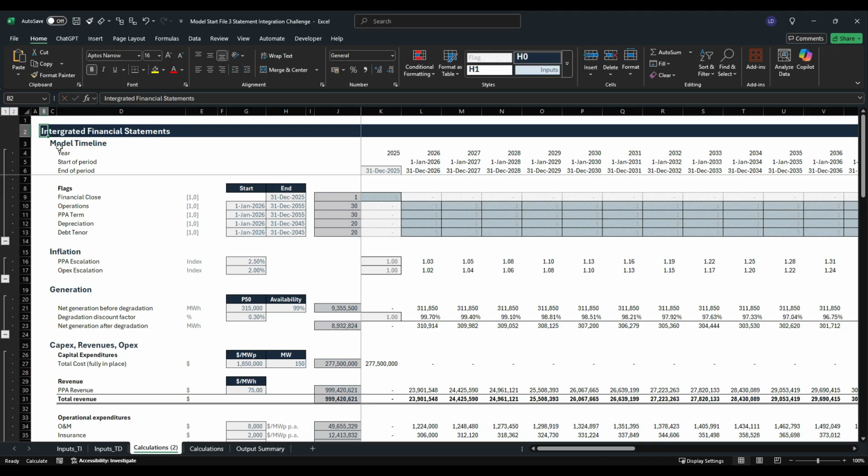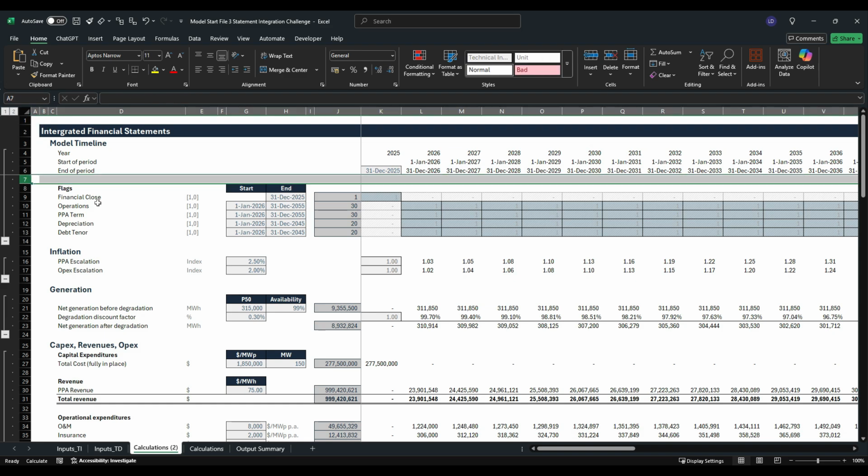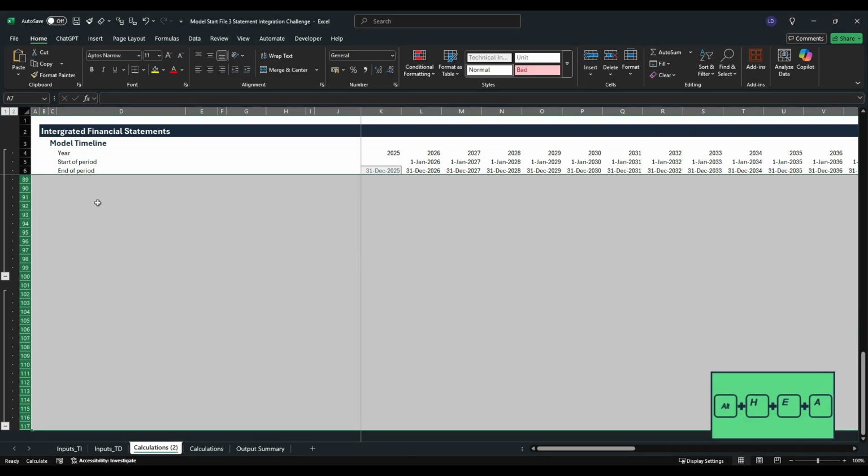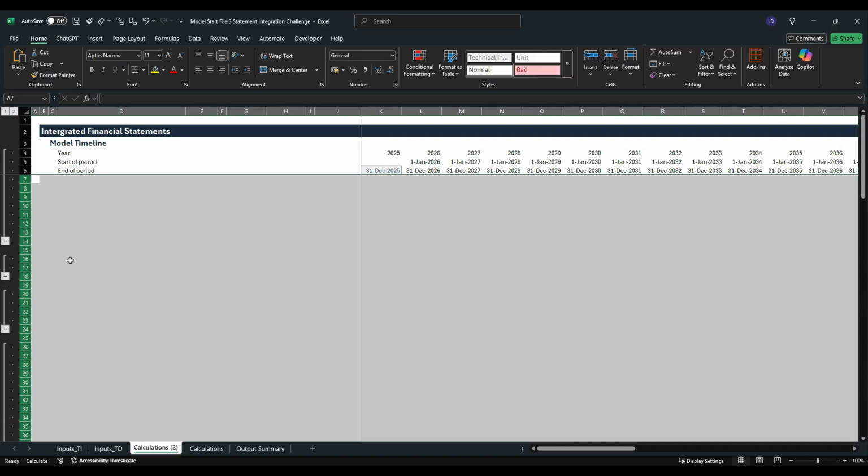And the only thing we will keep is our model timeline. So you can mark row 7, mark everything underneath, and let's clear all these cells. To do that, I hit Alt-H-E-A. Then, while we have all of these rows selected, we can undo our grouping. So hit Shift-Alt left key.